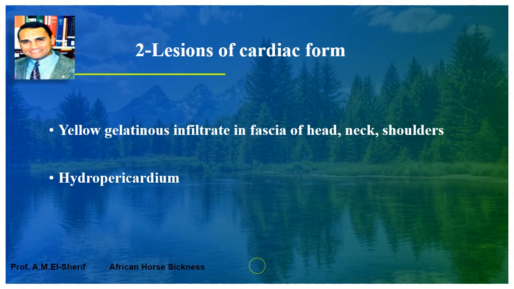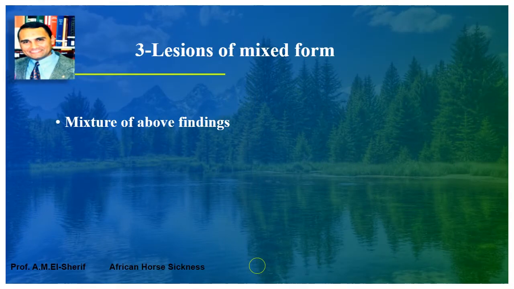Lesions of the cardiac form. There is yellow gelatinous infiltration in the fascia of the head, neck, and shoulders, with hydropericardium and necrosis in the heart muscles. Lesions of the mixed form. There is a mixture of all the above findings of the pulmonary and cardiac forms.